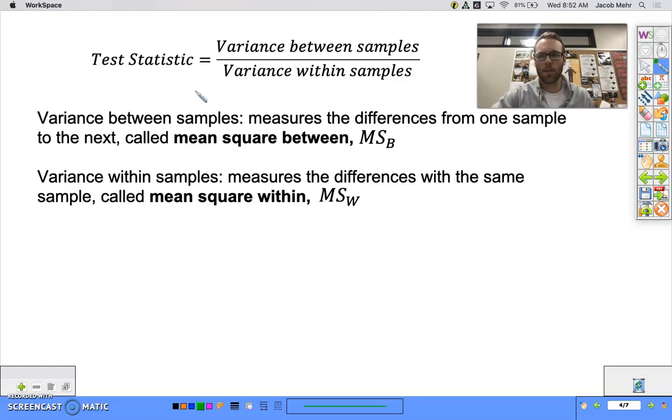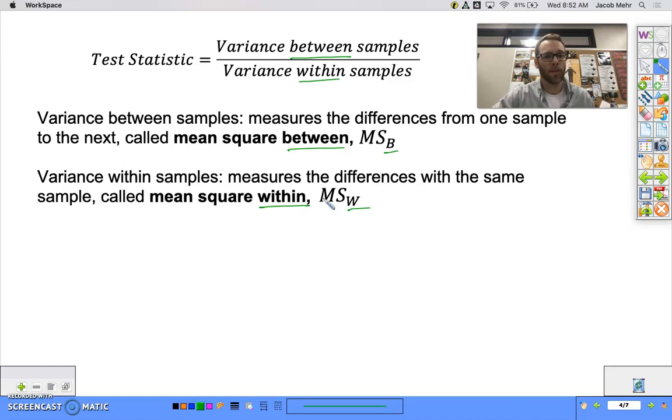So how much are each of the individual samples varying just within themselves? The variance between the samples is sometimes called the mean square between, which we abbreviate MS sub B. The variance within the samples we call the mean square within, MS sub W. So between, that's the variance between the samples, that's the numerator, and we put the B there. Mean square within, that's within the samples, we put the W there.